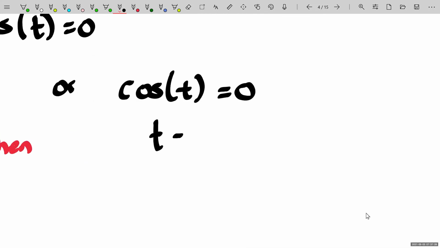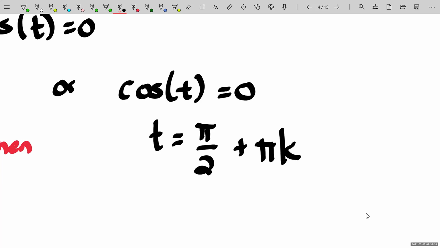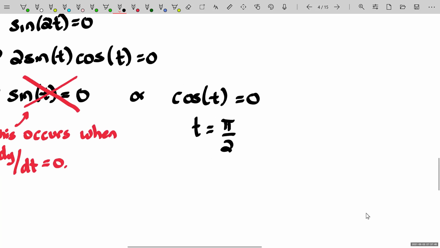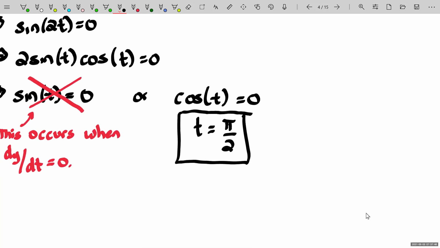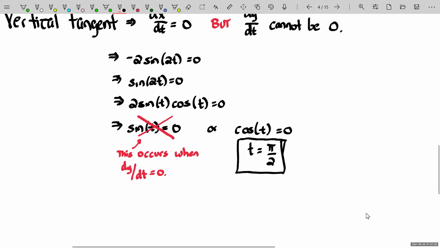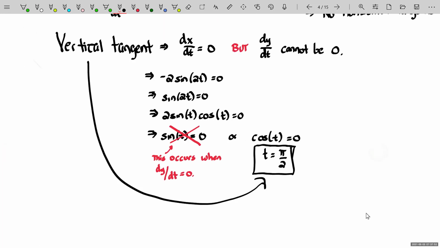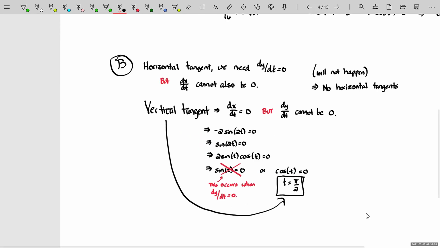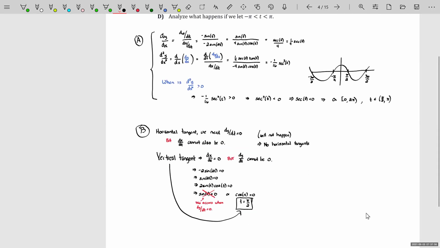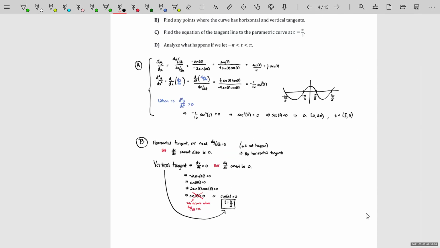Cosine of t is 0 at t equals pi over 2. On our interval in question, it's just going to be pi over 2. Normally, it'd be pi over 2 plus pi k, but on our interval, it's only pi over 2. Box that up. That will be when we have a vertical tangent, at time pi over 2. So that was part B: find any points where the curve has horizontal and vertical tangents.